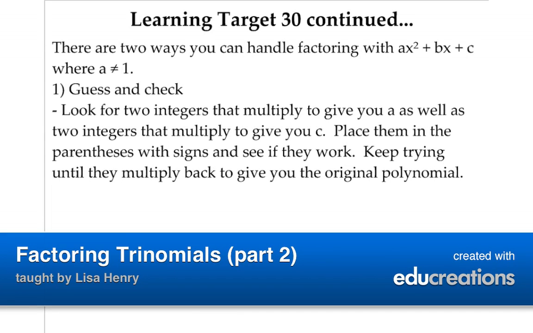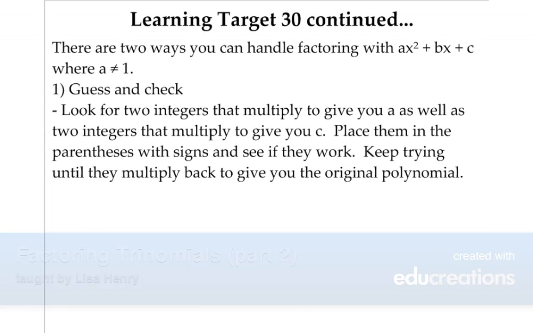In this screencast, we'll be going over how to factor something that has a number in front of the x squared other than 1, and that's the ax squared plus bx plus c form. There's two basic ways you can do this.